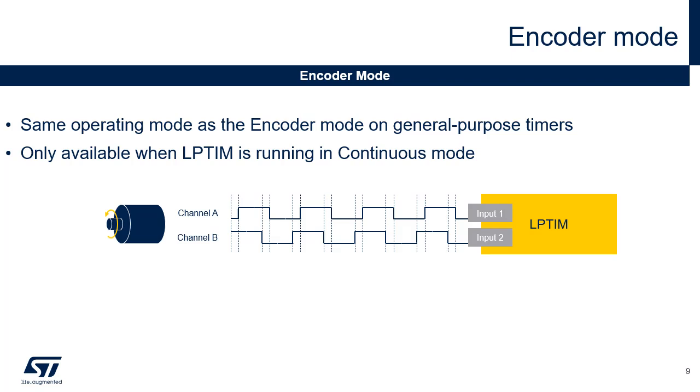From the 2 external input signals, input 1 and input 2, a clock signal is generated to clock the LPTIM counter. The phase between these 2 signals determines the counting direction. Both inputs feature glitch filtering circuitry. The encoder function is similar to the one embedded in the general-purpose timers. In order to use the encoder mode function, the low-power timer must be running in continuous mode. One important thing to note is that only low-power timers 1 and 2 embed the encoder mode function.